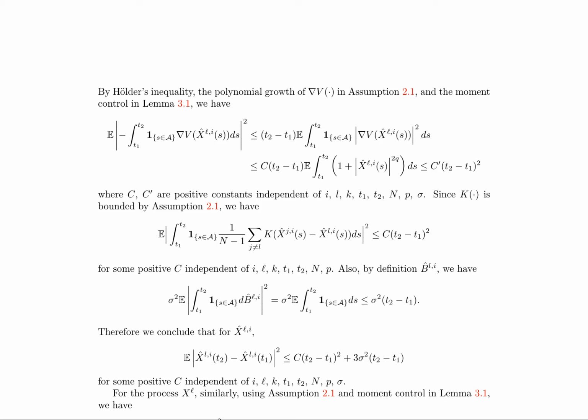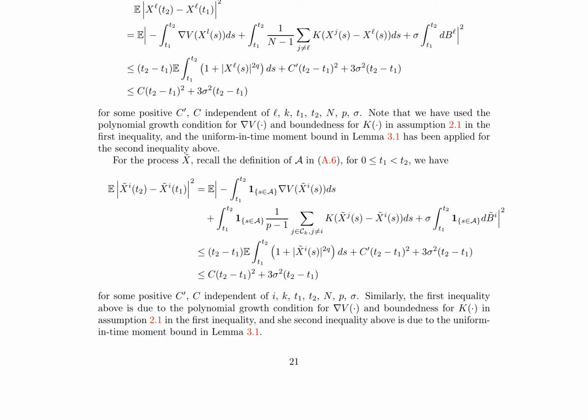For x^{l,i}, they show that the expectation of the squared difference between x^{l,i}(t2) and x^{l,i}(t1) is bounded by C((t2 - t1)^2 + 3σ^2(t2 - t1)), where C is a positive constant independent of i, L, k, t1, t2, N, p, and σ.